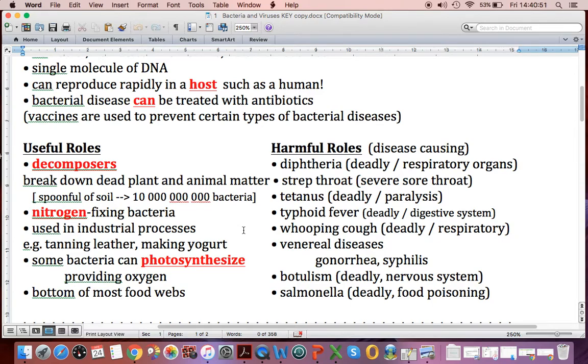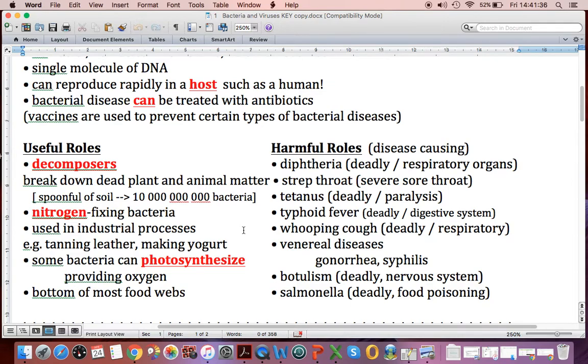In Science 9, you will learn about the carbon cycle, nitrogen cycle, and phosphorus cycle. And bacteria play a huge role in those as decomposers, but also there's something called nitrogen-fixing bacteria, where they take nitrogen from the air and convert it to a usable form that plants can use to make protein. It can be used in industrial processes and the making of certain kinds of food. If you look at the side of a cottage cheese container or yogurt, often it will say bacterial culture. Bacteria can photosynthesize, providing oxygen, and they're the bottom of most food webs, so everything above that relies on them.